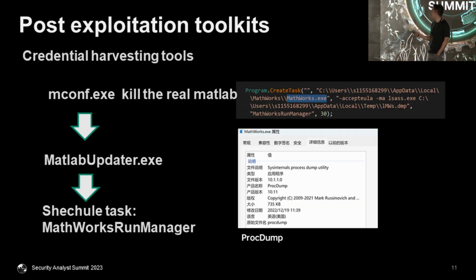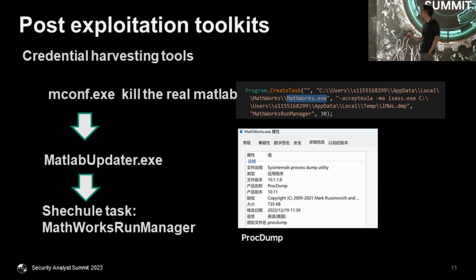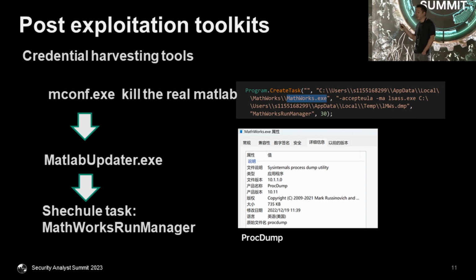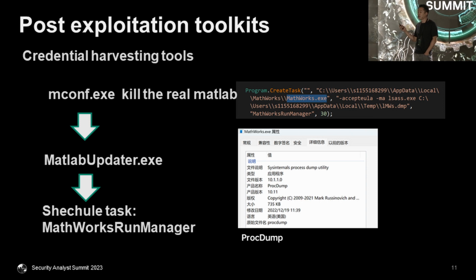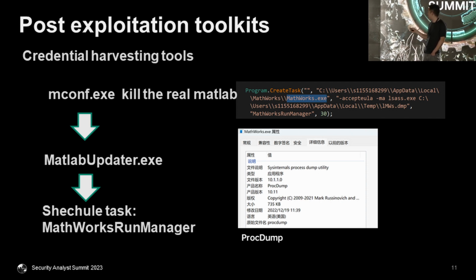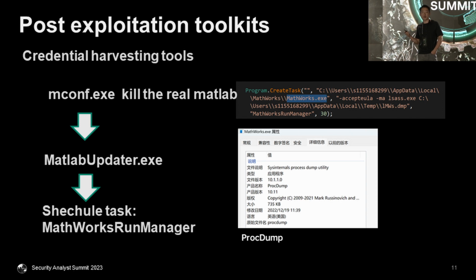Okay, the next step is credential harvesting tools. From the picture in the upper right, we can see that it tries to execute a command to dump the LSASS process, which holds the tokens of the administrator of the computer. We found it's actually ProcDump, which is also very famous among IT guys. And the command is also very classic for hackers to download the tokens of the administrator.